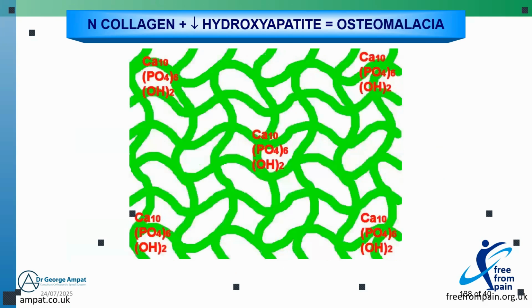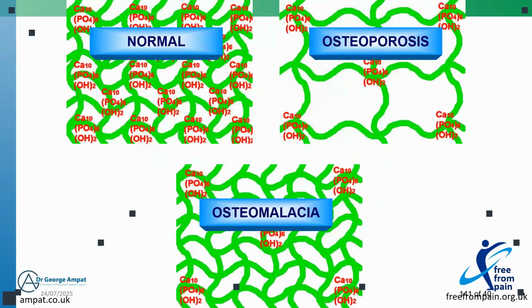But if you have osteomalacia, it's only the hydroxyapatite that decreases. So this is rickets, what happens when you have a lack of vitamin D, then you will have more collagen, and that's why you have bendy bones in rickets. Also on the top left, you can see normal bone. In osteoporosis, both the collagen and the hydroxyapatite decrease, whereas in osteomalacia, there's more collagen, and hence that is why you have bendy bones. It doesn't break, it bends.